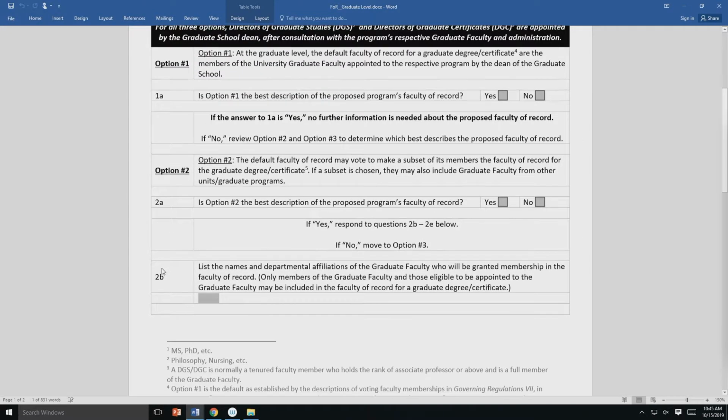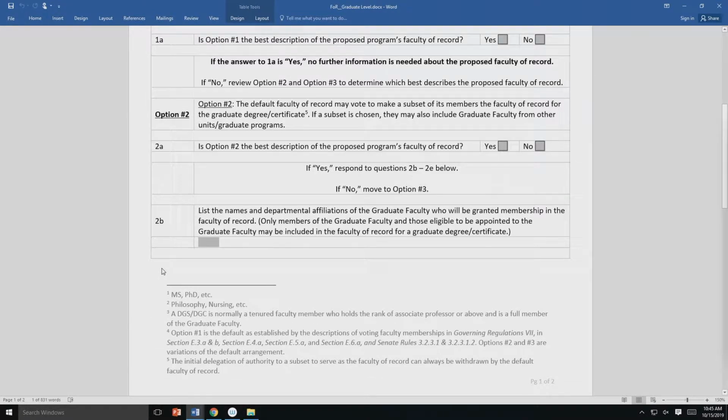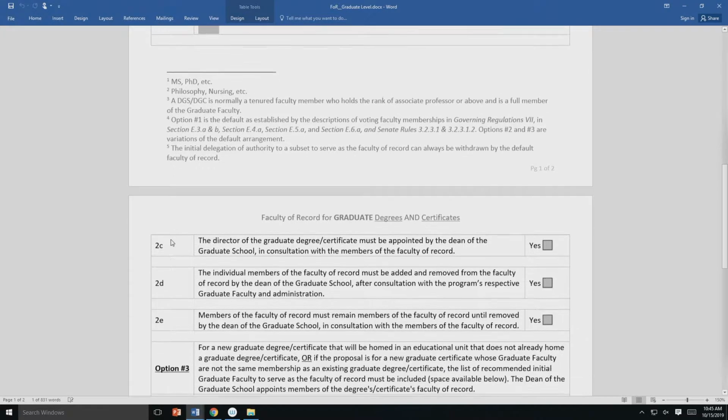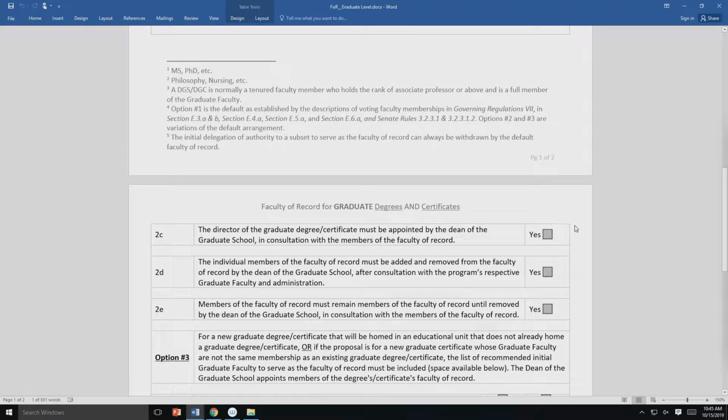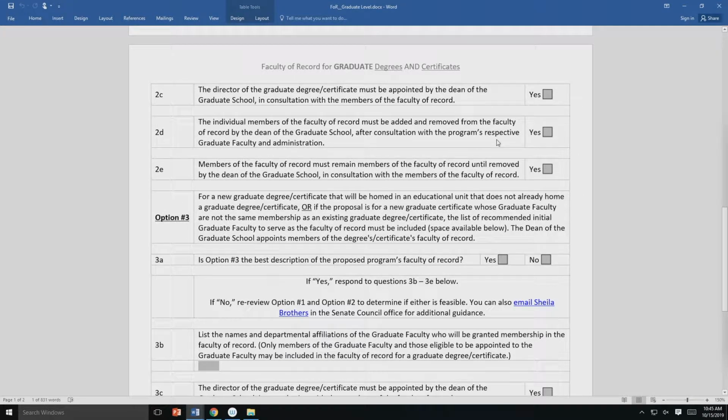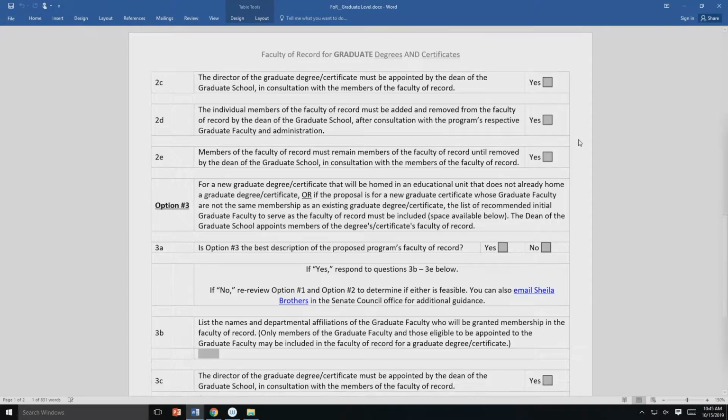Then we ask for the same types of questions that we had on the undergraduate form. We also have footnotes helping to provide some clarity about some of these questions as well. And for some of these, really the only answer is yes. So we've provided the information here as a checkbox to show yes, but we've got the information on the form so that proposers are aware of the expectation.